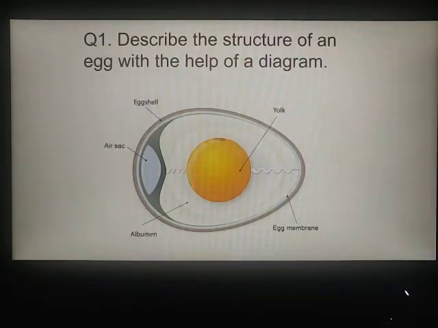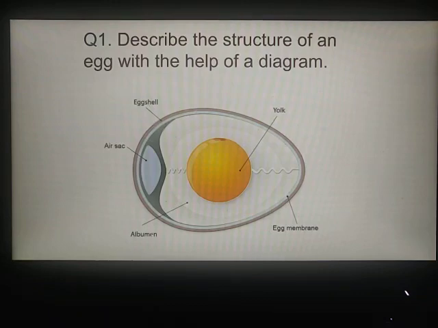First question is, describe the structure of an egg with the help of a diagram. As you can see in the picture in front of you, the diagram of an egg has 5 labelings. But here, to answer this question, we will discuss only 3 parts because the other 2 parts you have already done in the explanatory videos of this lesson. So what are those 3 parts in the structure of an egg that you need to learn for this question? They are: first is eggshell, second is albumen, and the third is yolk.